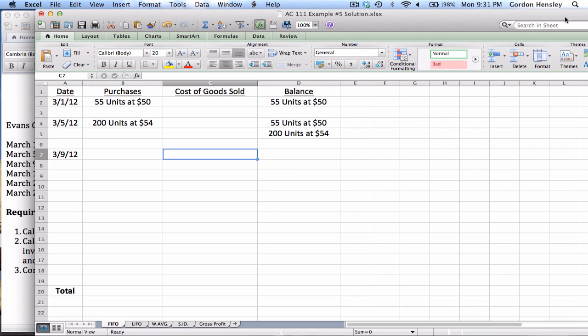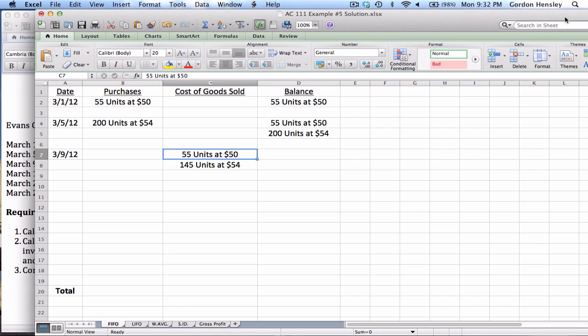So to get my first set of units, I'm going to take them out of that first layer. So I've got a layer there of 55 units at $50 per unit. That's going to cover that part, but that's not enough to cover the sale. I actually sold 200 units, so I need another 145 units in order to cover this sale. So that's where I'm going to have to dip into that second layer, which is at a price of $54.